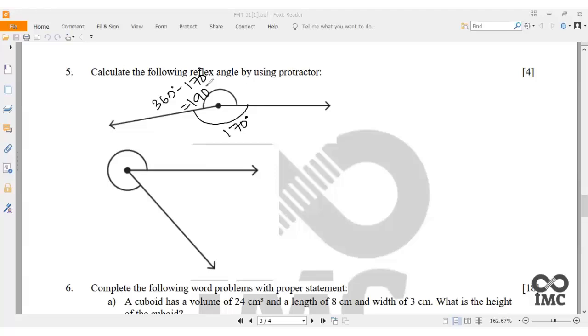So 190 degree. Similarly, we cannot draw this one. Similarly, we cannot find out the measurement of this angle. So we will find out this one. This one, if we use protractor, this is acute angle and it will be 50 degree. Then what will be the opposite one? This one will be 360 minus 50 degree equal to 310 degree. So you have to show in this way.